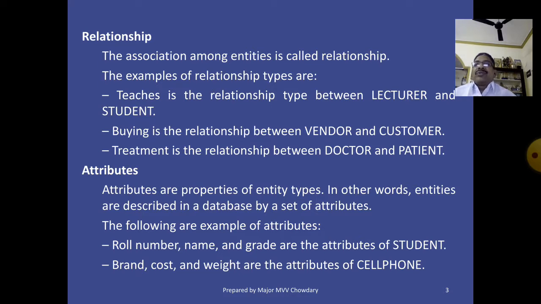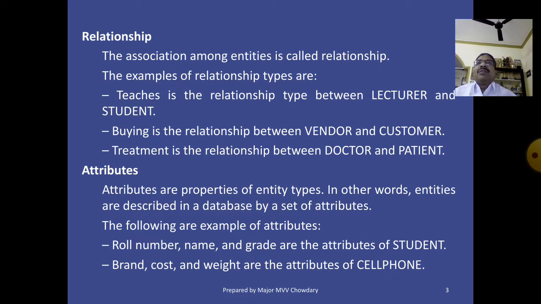Next one is attributes. Attributes are properties of entity types. In other words, entities are described in a database by a set of attributes. So, an attribute is a characteristic of an entity. Property is nothing but characteristic.